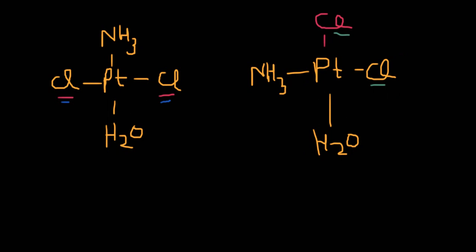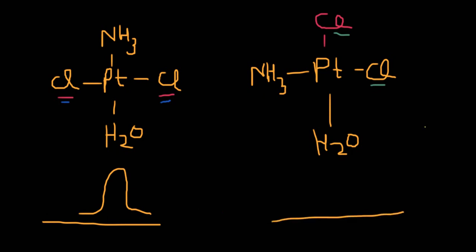So for these two chlorine atoms, you're going to see only one peak because they are in the same environment. But these two chlorine atoms are in a different environment, so what will be the peaks? Pause the video and guess. One peak for the one chlorine atom, another peak for the other chlorine atom. So there are two peaks for this compound, but for this one only one peak.